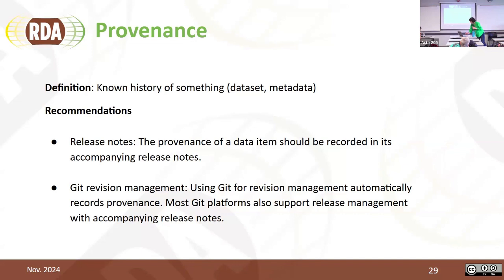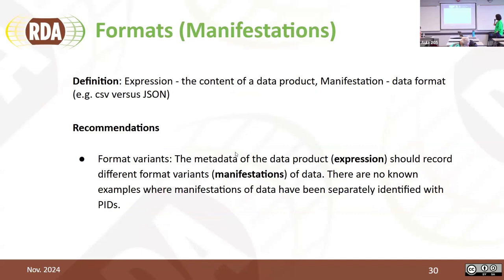It seems clear. Yes, move on to the next one. And the format, that's the manifestation of an expression. Expression is the content, the manifestation is the data format, like whether the data is expressed in a CSV file or in JSON. So one expression may have different variants of manifestation, and Ian gave an example earlier.